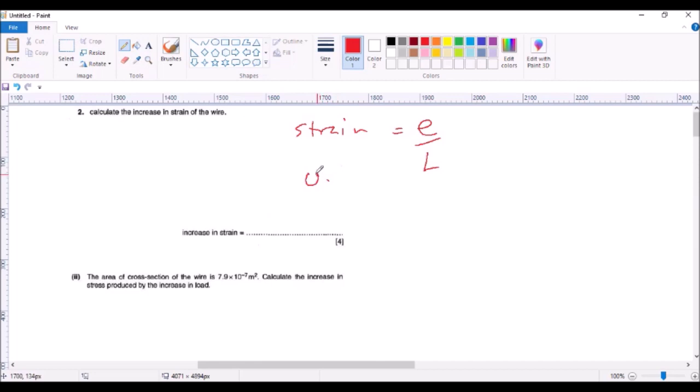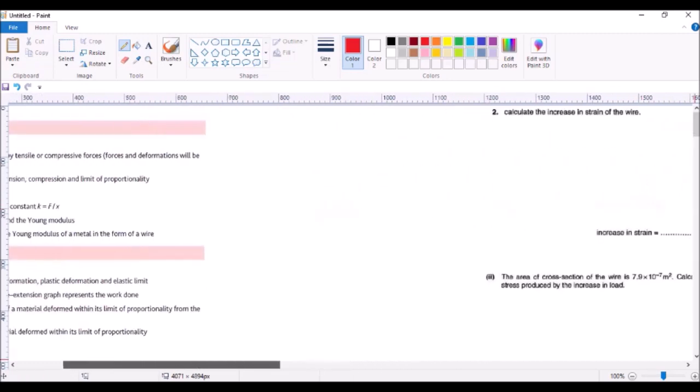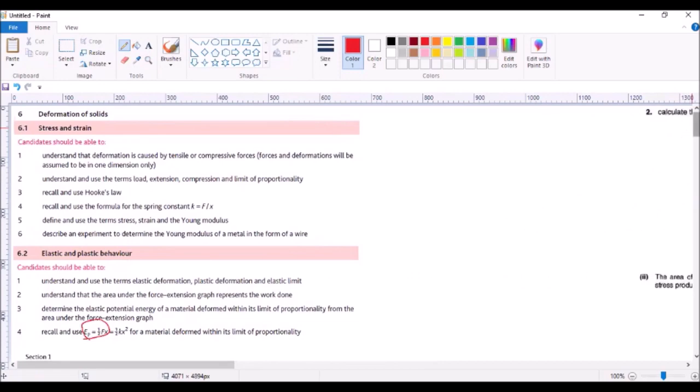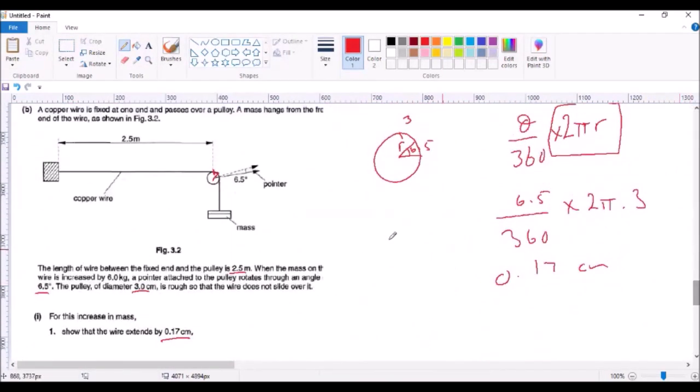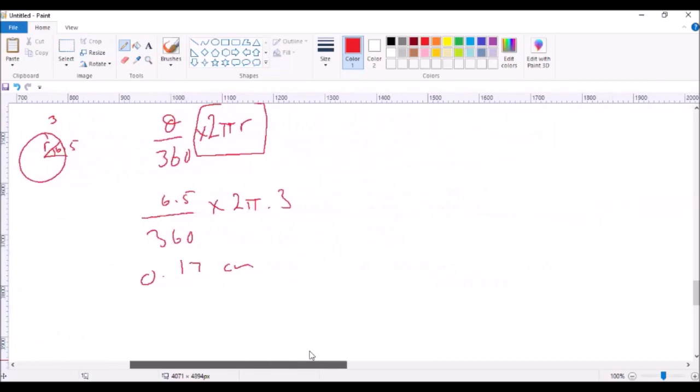0.17? Oh, okay. Increase in... oh, it's the same question. Yes. Okay. So we have an increase in 7, and the original length is what? 2.5 meters, but we need to write 2.5 in centimeters, times 10 to the power of 2.